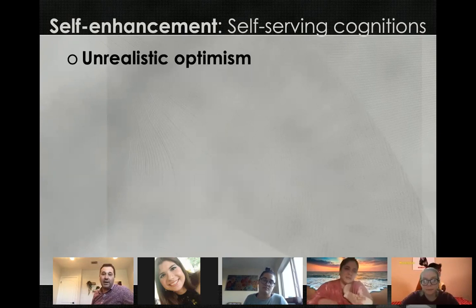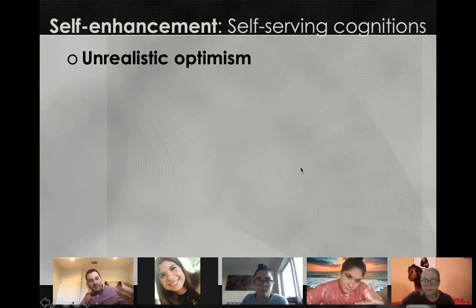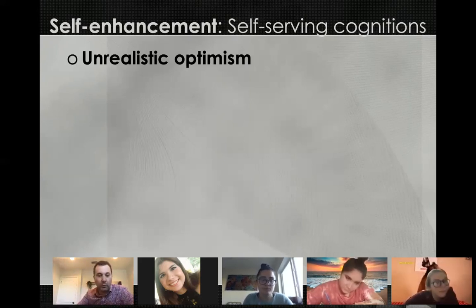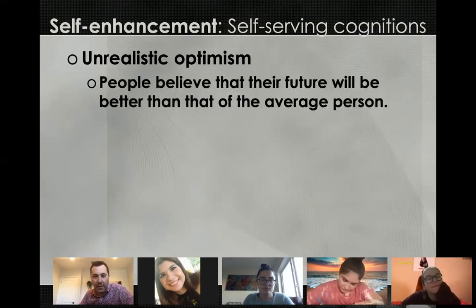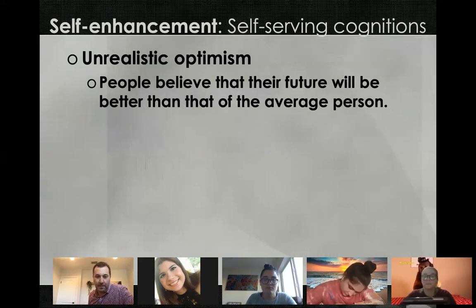Another self-serving cognition that people engage in is something known as unrealistic optimism. Unrealistic optimism is this belief that most people have, again, in this culture at the very least, that their futures will be better than the average person. So just like we think that we're more honest and trustworthy and smarter than the average person, we also think our futures are better than the average person.